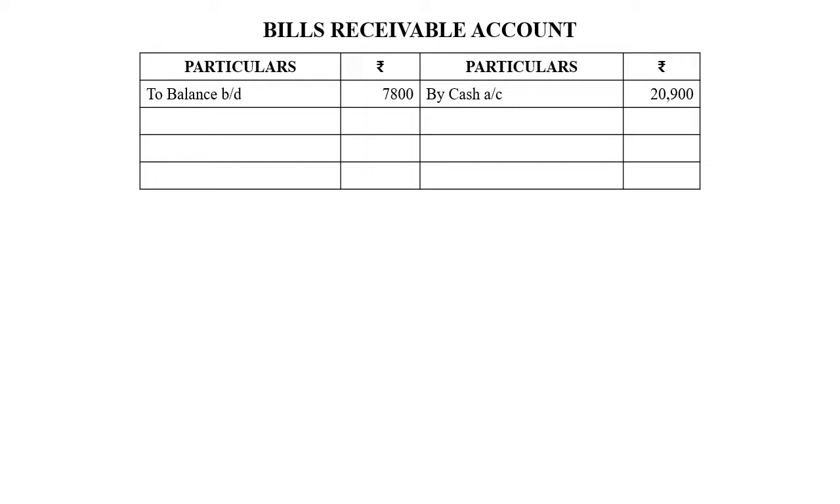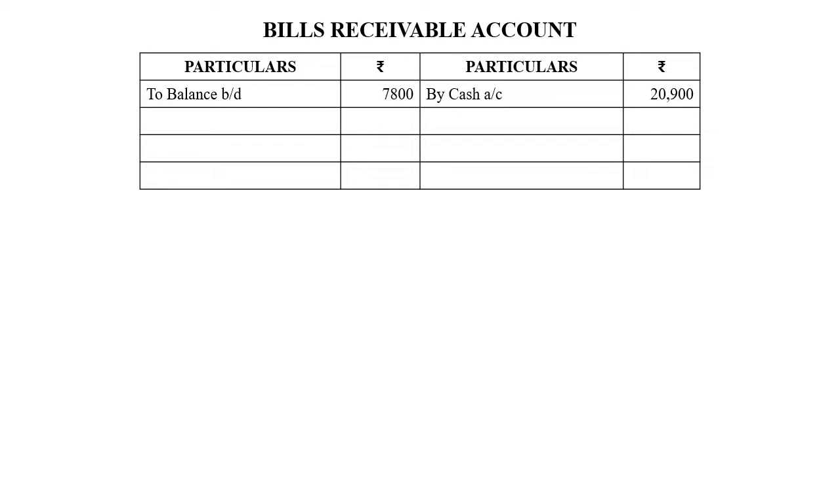Next transaction, cash received from debtors. The journal entry you are going to pass is cash account debit to debtors account. So it should be recorded in cash as well as debtors account, but we are preparing the bills receivable account, so this will not affect it. Only if bills receivable is in the journal entry should you record it here. Otherwise, you have to ignore the transactions when you are preparing the bills receivable account.